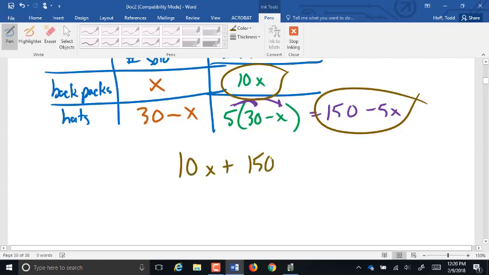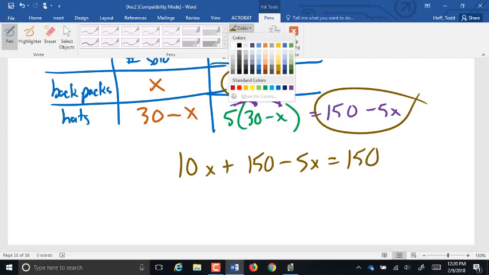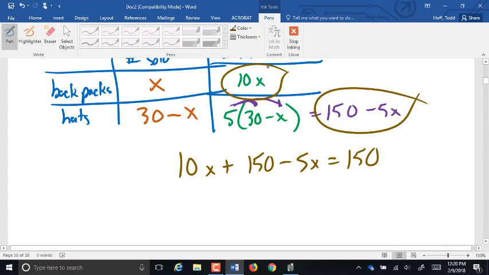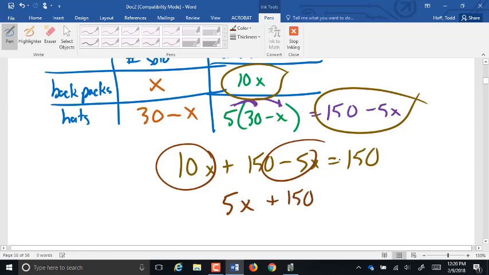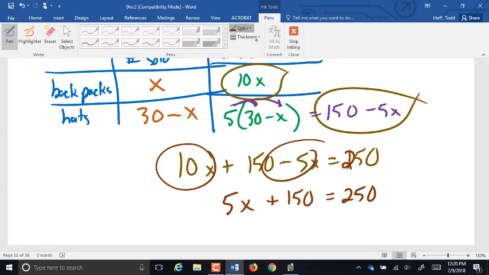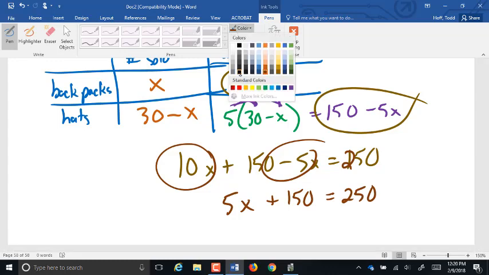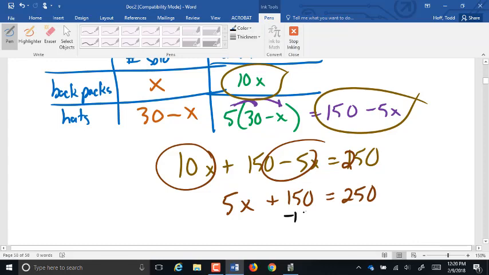10X plus 150 minus 5X has to equal 250. I wrote that wrong at first. It should be 250. And now we solve the equation. We're going to combine on the left side. 10X and negative 5X is 5X plus 150, which has to equal 250. And we can subtract 150. So 5X equals 100.